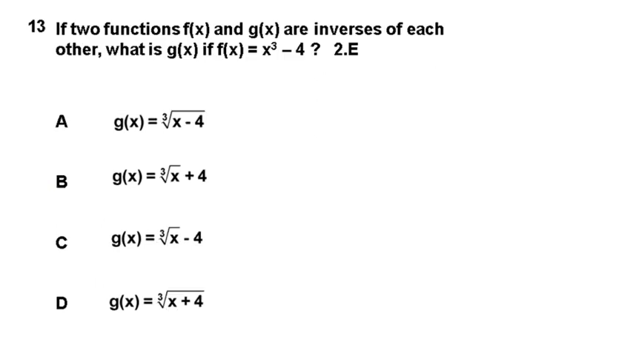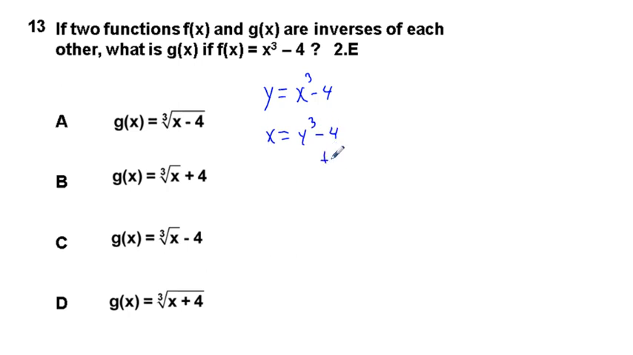Next, 13. Two functions f of x and g of x are inverses of each other. What is g of x if f of x equals x cubed minus 4? I'm going to do this analytically. We're going to do our 4-step process. Change f of x to y. We have y equals x cubed minus 4. And we're going to switch x and y, so we'll put down x equals y cubed minus 4.